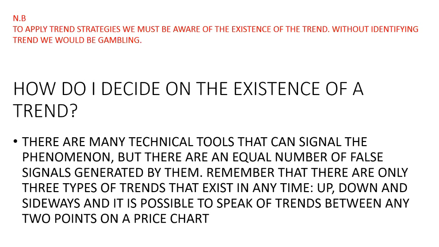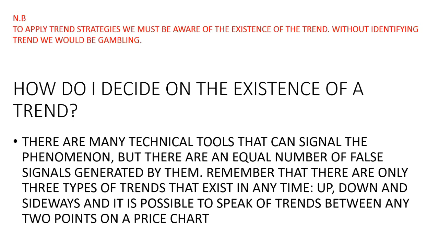And how do I decide on the existence of a trend? There are many technical tools that can signal the phenomenon, but there are an equal number of false signals generated by them. Remember that there are only 3 types of trends that exist at any time: up, down, and sideways, and it is possible to speak of trends between any 2 points on a price chart.